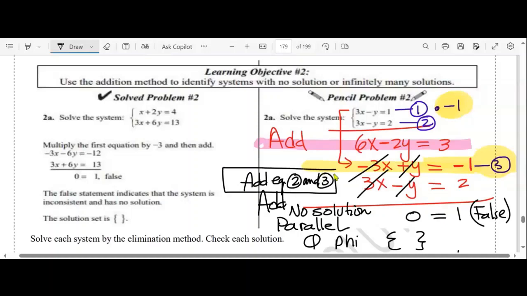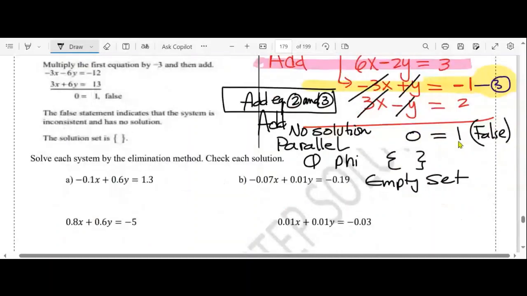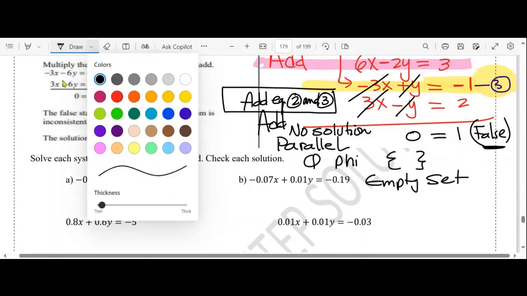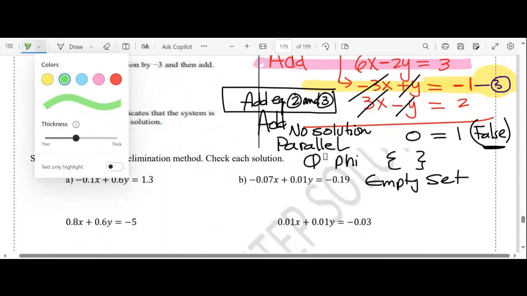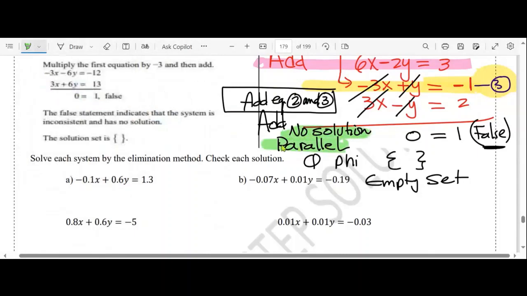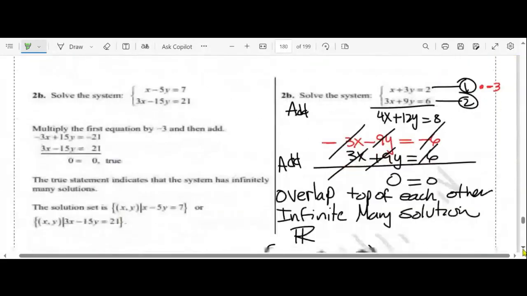When you add it, what do you get? 0 equal 1, is it true? No, false. So in this case, do you have a solution or no solution? No solution. The answer is no solution. What does no solution mean? The two lines are parallel. And you can write it in mathematics as phi, or you write it in English, empty set. Is this clear? Let's go to the next one.